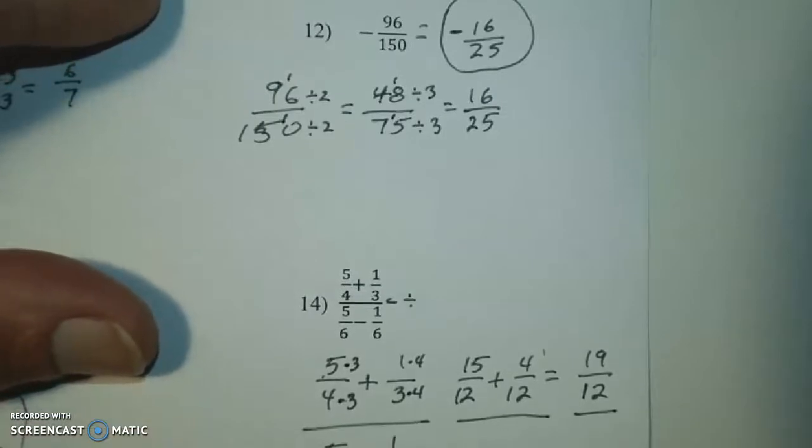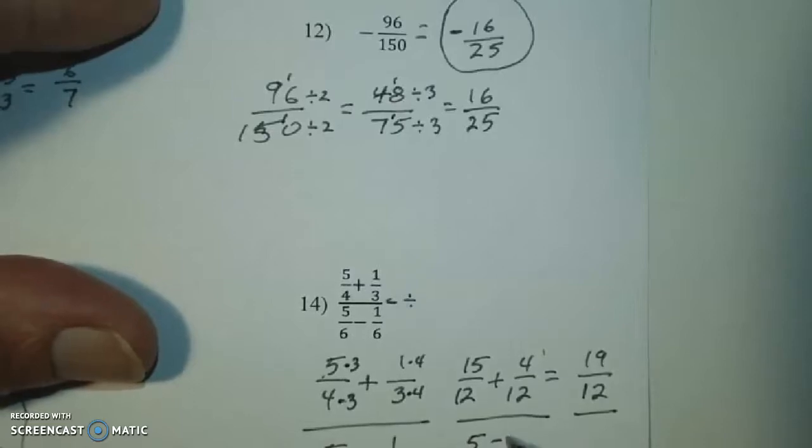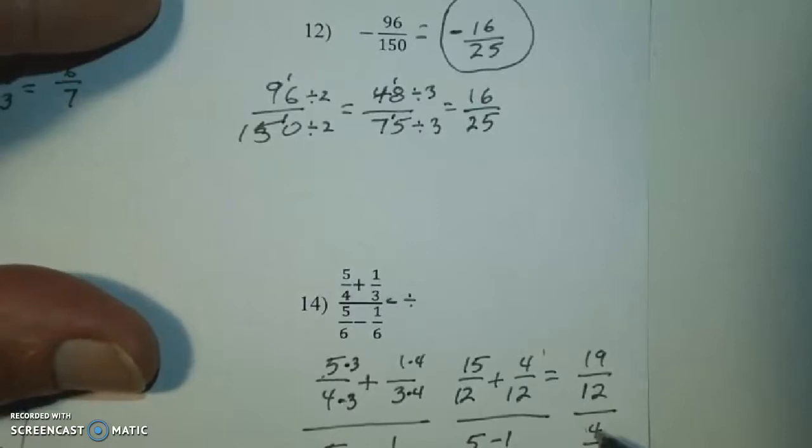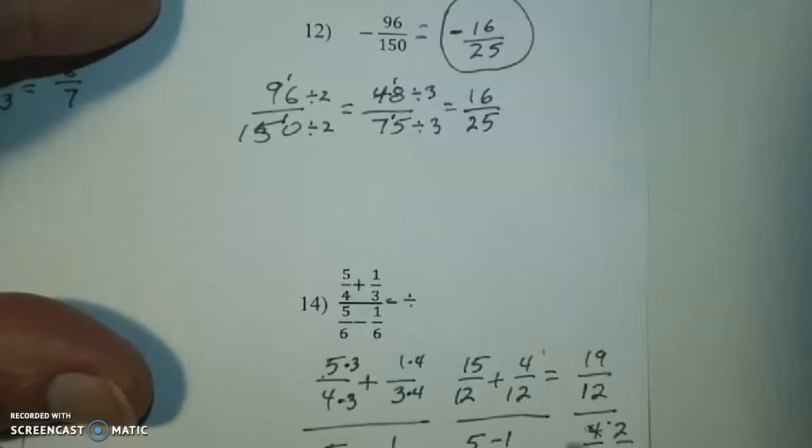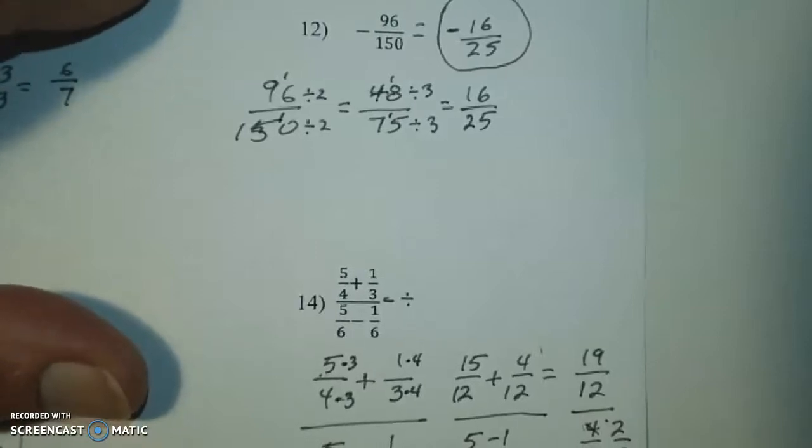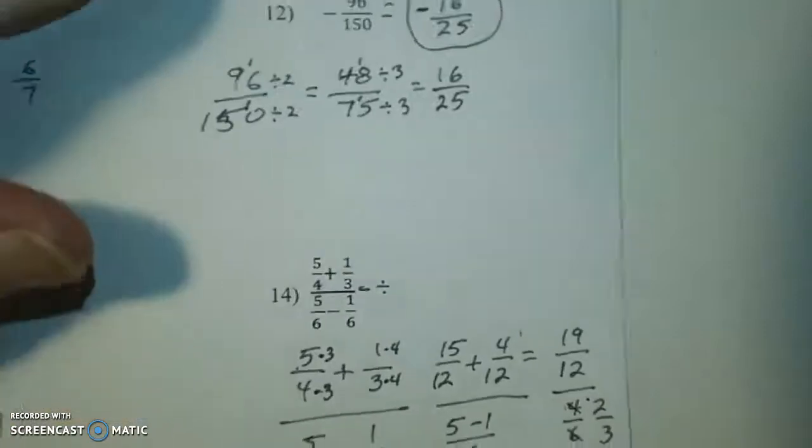5/6 minus 1/6 is just going to be, you could put it over one denominator, 5 minus 1 over 6. That is going to be 4/6. I would reduce this though. Say both of those can be divided by 3 or by 2. So this becomes actually 2/3. So now what we have is 19/12 divided by 2/3.